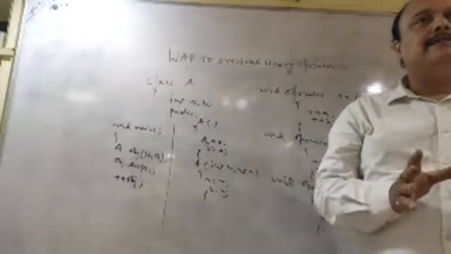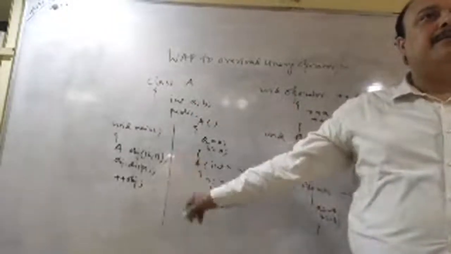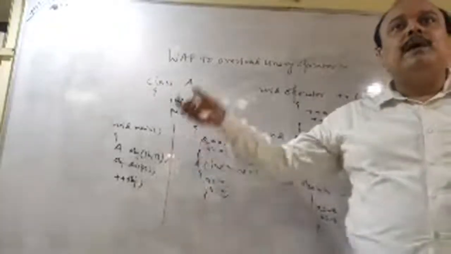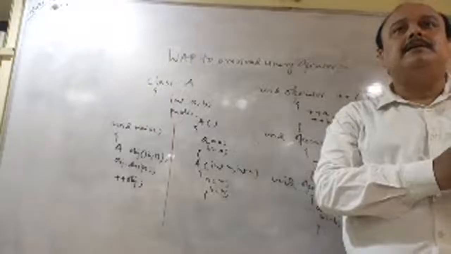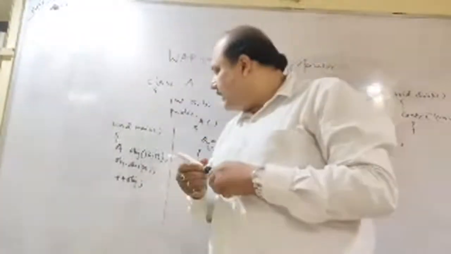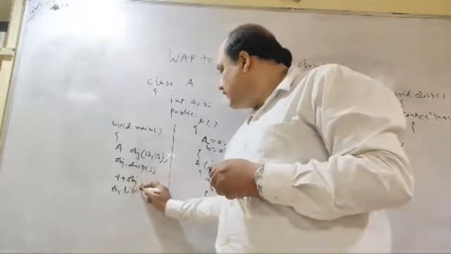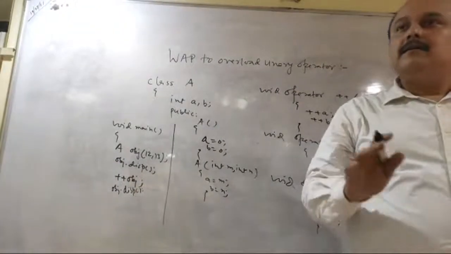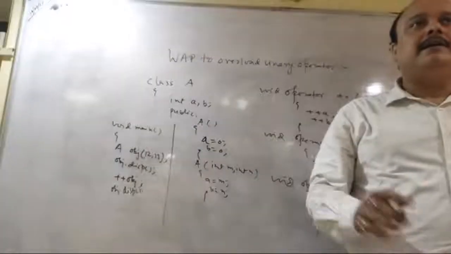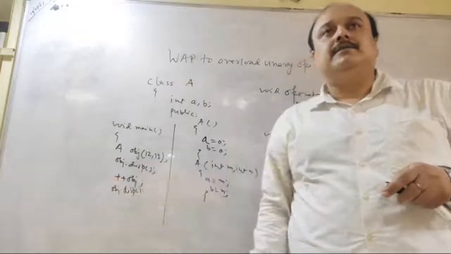So right now what are the values of A and B? A is 12 and B is 13. After calling this plus plus operator function, whenever you want to see what effect occurs on the content of the object, we call again obj dot disp. So whenever you call obj.disp, that means 13 and 14. Now A becomes 13 and B becomes 14. So you can do this a number of times.